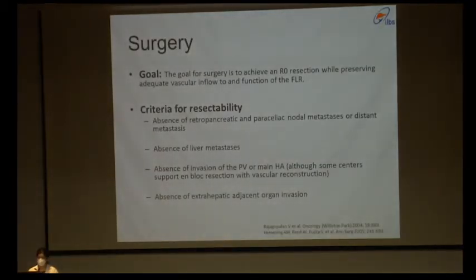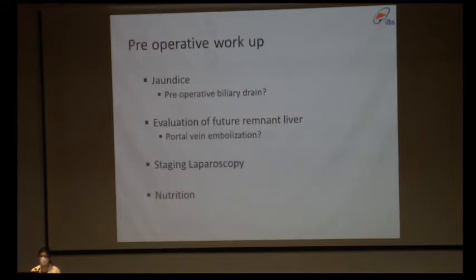Surgery. The goal of surgery is to achieve an R0 resection while preserving adequate vascular inflow to, and the function of, the future liver remnant. Criteria for resectability are absence of retropancreatic and paraceliac lymph nodes, absence of invasion of the portal vein and main hepatic artery, and absence of extrahepatic or liver metastasis. The preoperative workup requires workup for jaundice, whether preoperative biliary drainage is required or not, and if yes, what is the procedure. Evaluation of future remnant liver, role of portal vein embolization, staging laparoscopy, and nutrition management.